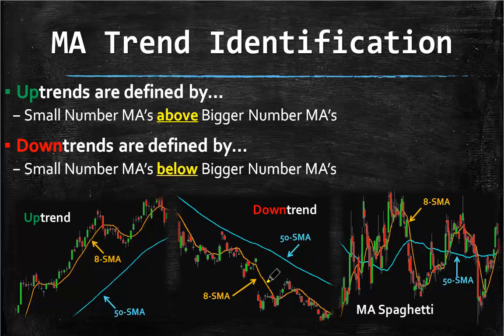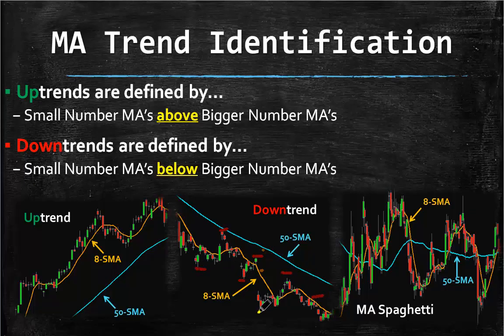Now, downtrends are defined when small numbers are below bigger number MAs. So the exact opposite. 8 is smaller than 50, but look at this. The 8 is now below where the 50 is. And looking just at candlesticks. Okay, let's look at the highs. So we have a high here, there.